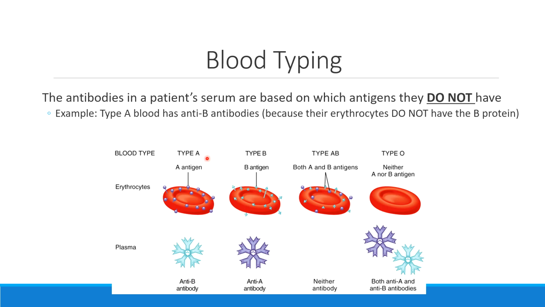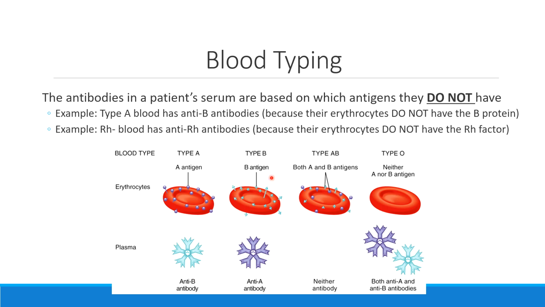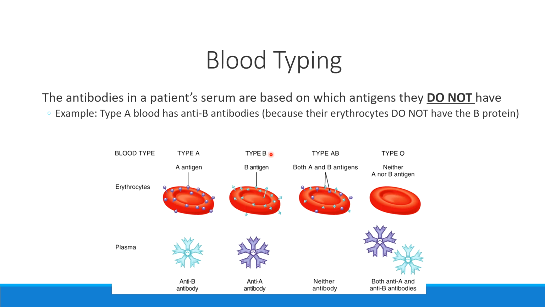So if I have type A blood, in my plasma, in the fluid around that blood, I'm going to have antibodies that attack the B sugar. If I have type B blood, I'm going to have antibodies that attack the A antigen because I don't have that on the surface of my cells. Notice for a person with type AB blood, they have the A and the B antigen. Because of that, they don't make any antibodies against A or B because both of those are normal.